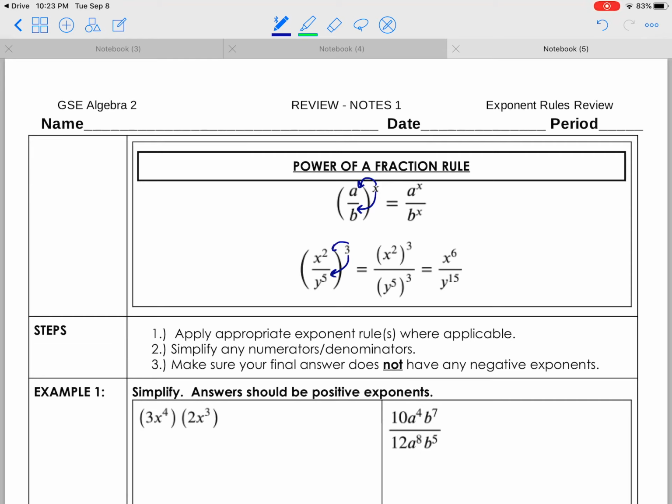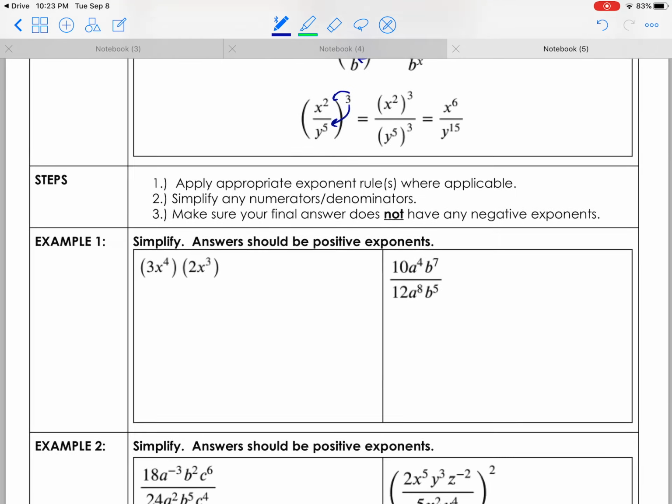And then I have a power to a power, 2 exponents. So our rule is to multiply those. So my x stays as my base on top. 2 times 3 gives me 6. Y stays as my base on bottom. And 5 times 3 gives me 15. So that's my answer.